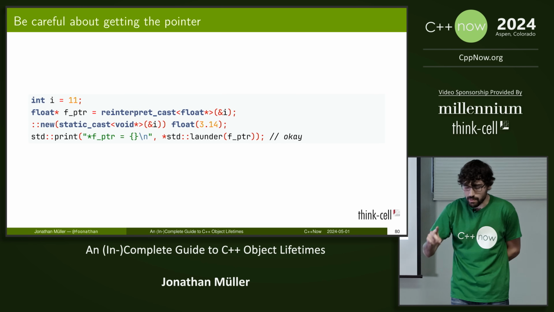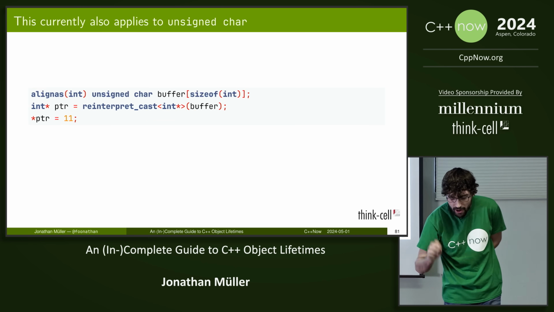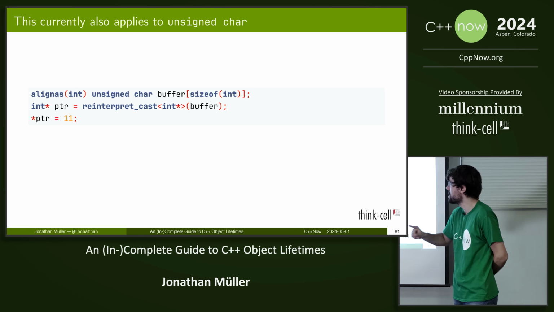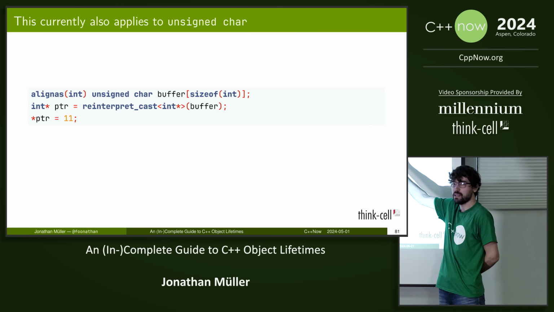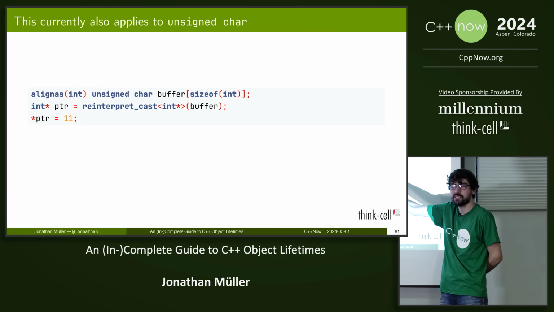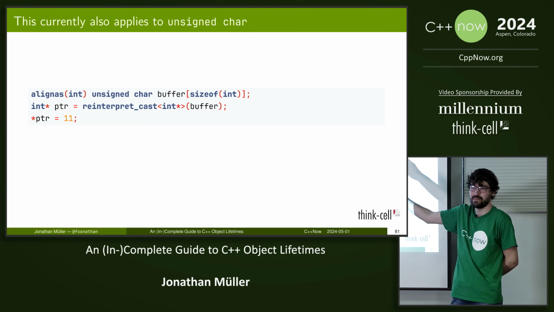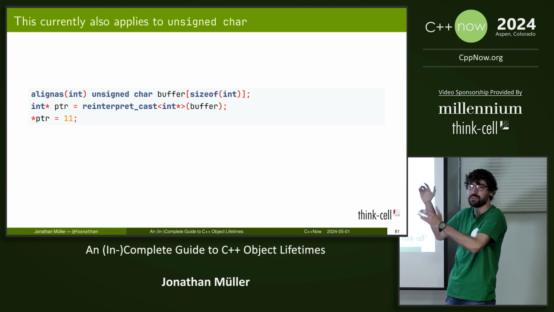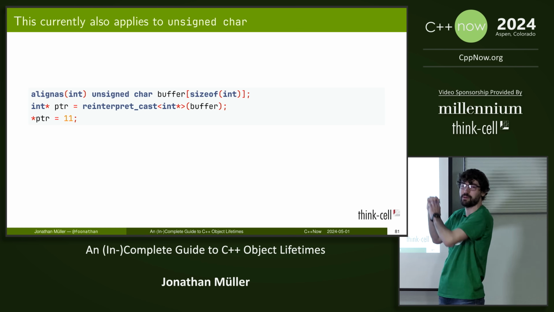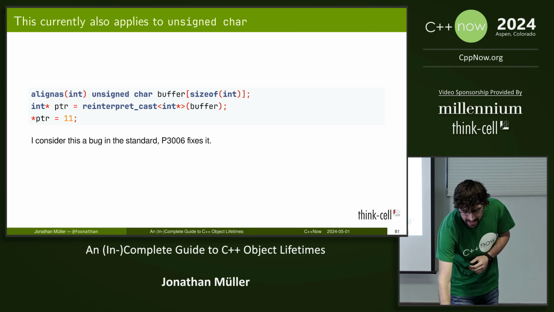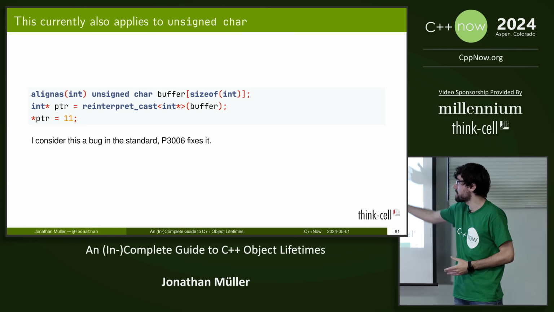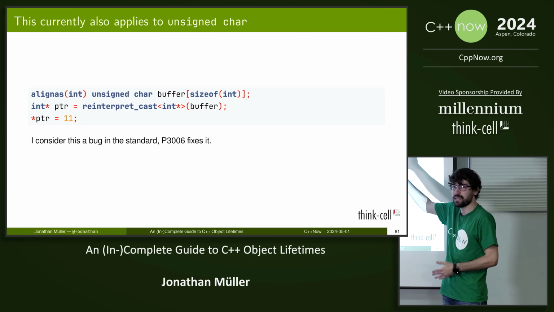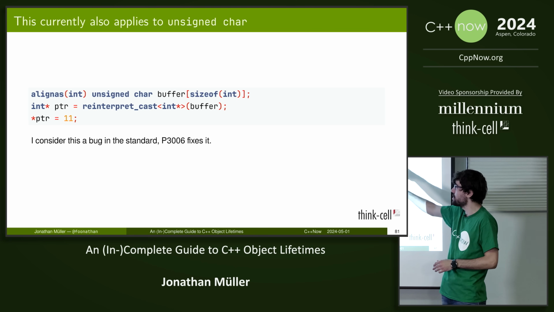So this rule about how you got the pointer also applies to an unsigned char buffer. And this is why we needed that launder earlier. Because even though this implicitly creates an int for you, the reinterpret cast doesn't give you that int. It points to the char array and not the int that the compiler would really like to create in there. I consider this a bug. The author of P3006 considers it a bug because otherwise the wording doesn't really make sense. There is some missing wording here to make this okay.